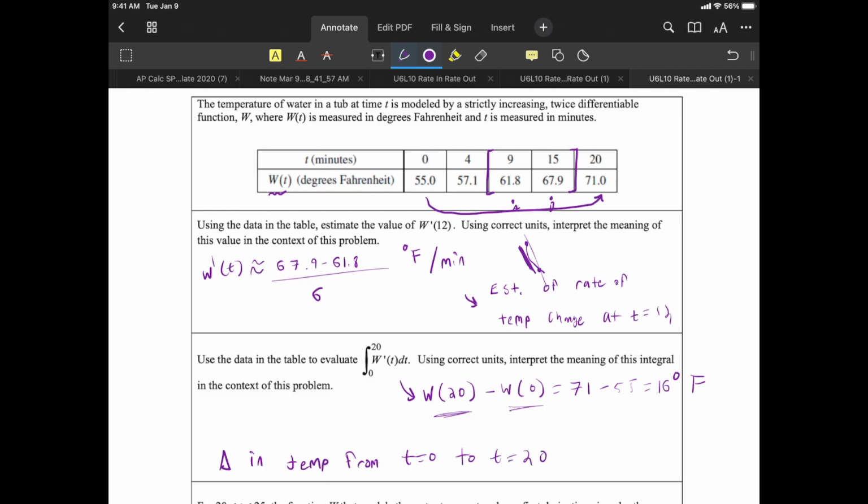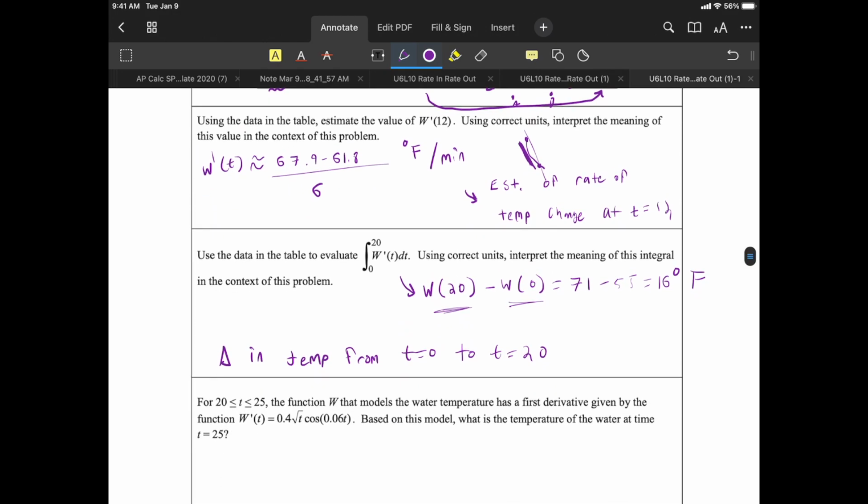And so you can imagine there might be other situations where you do have W prime of t and you have to use a Riemann sum to estimate, right? Or you have to take an antiderivative. Here, though, if you have W, you can just see the connection. Okay, one last one on this one.